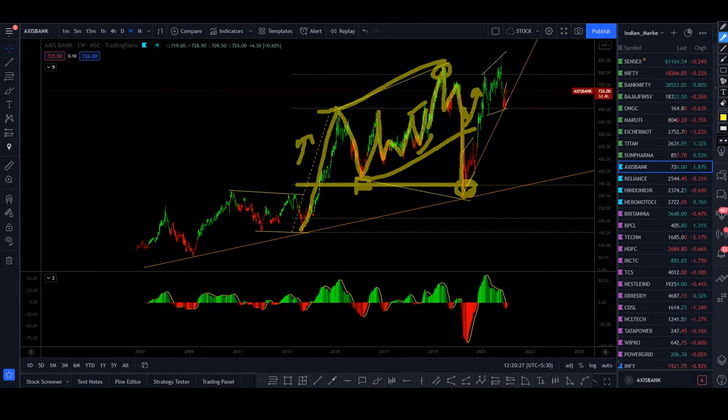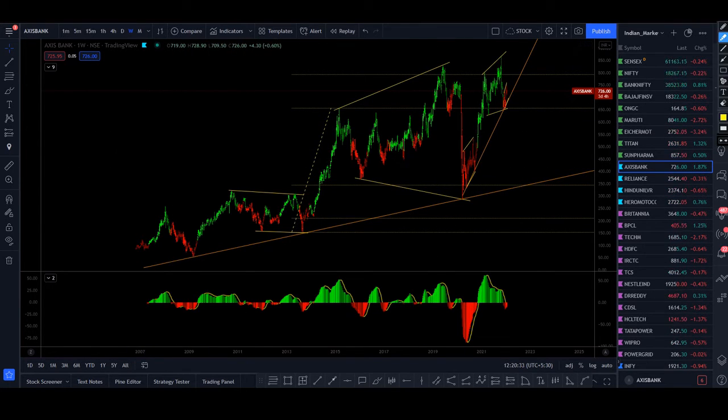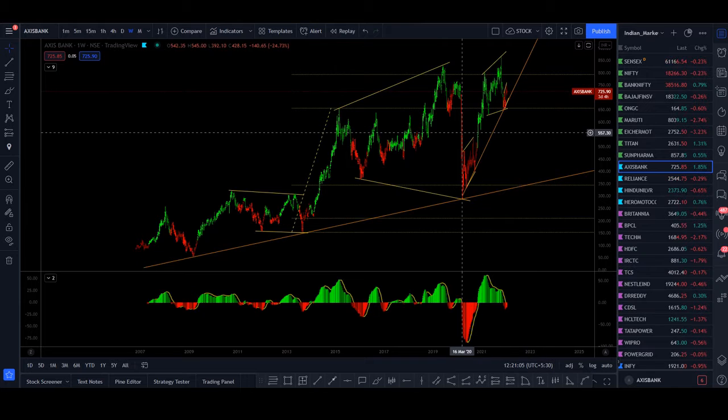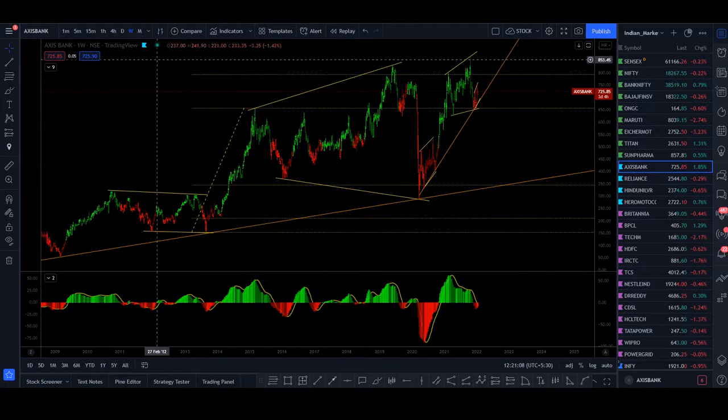And this type of pattern is called an expanding flat. Basically what happens is, an impulse, which is X, followed by A, which doesn't change, then a B happens above X, and then C happens below A, which is called an expanding flat. This is another type of pattern. And once this is complete, we have a pattern forming to start the next wave. So we are in the third wave of Axis Bank in the weekly time frame.